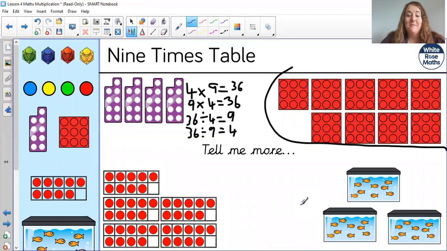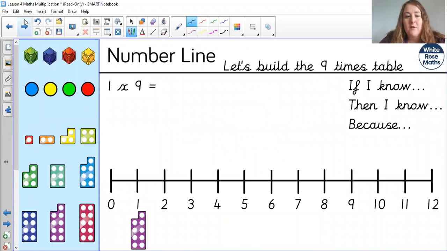Excellent, well done to those of you who had a go at those. Hopefully you were able to work out some of the answers. If not, don't worry, because today we are going to focus on building the 9 times table. So we had a go at this with our 6s in class, and I did recap it on our Tuesday video, but we're going to be using our different colours and remembering the if I know, then I know strategy.